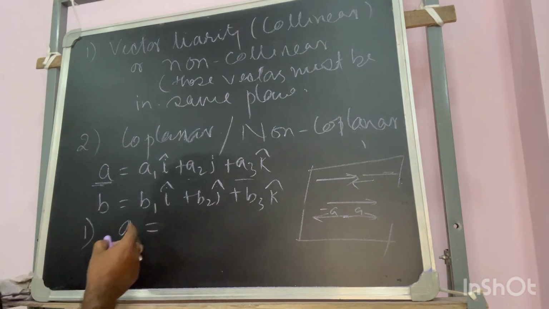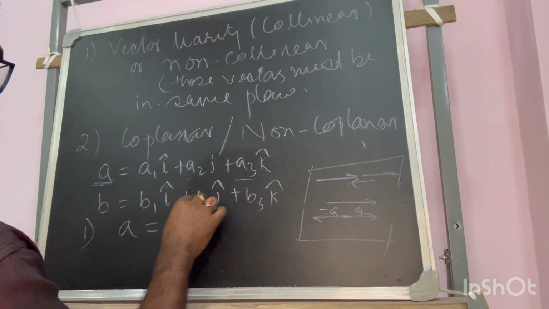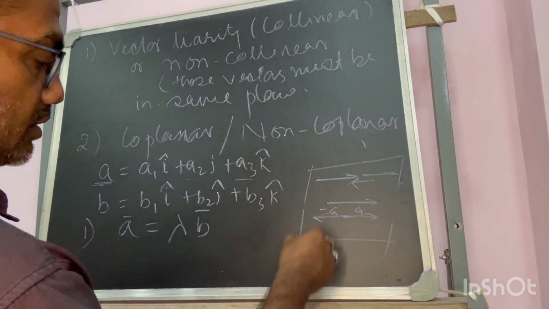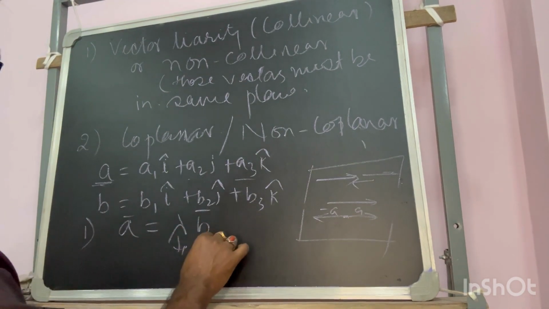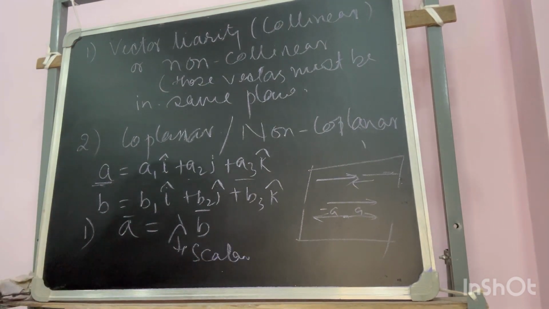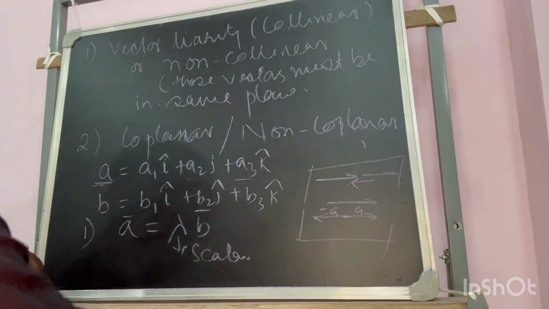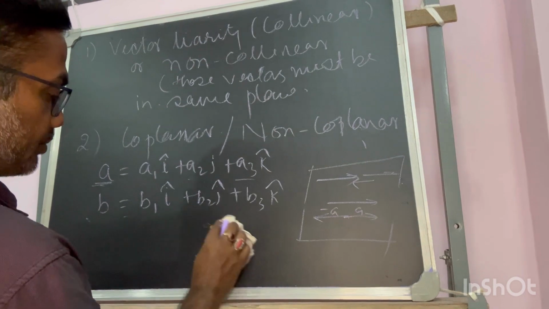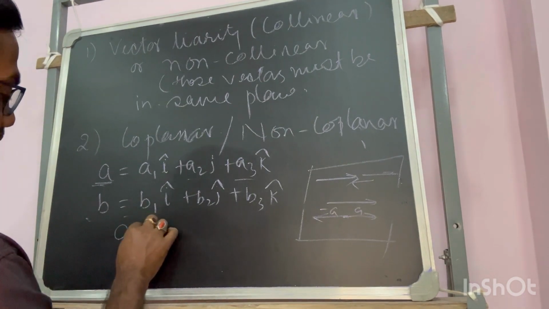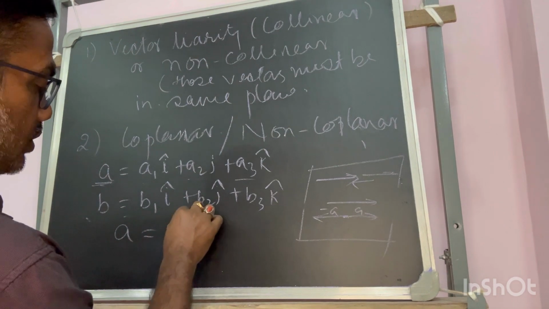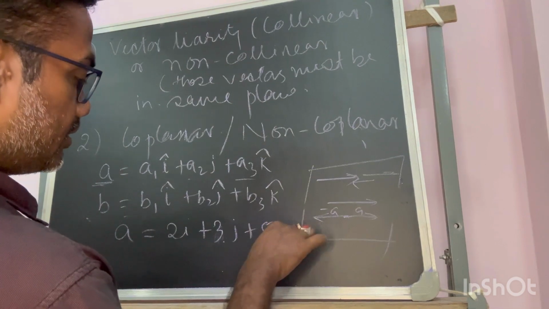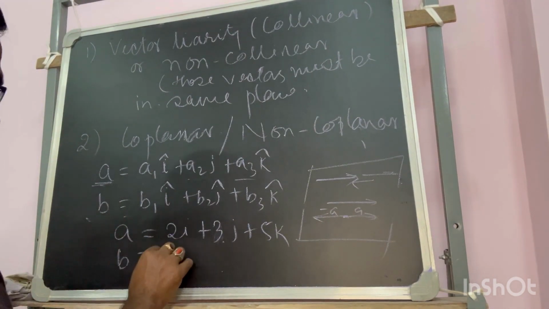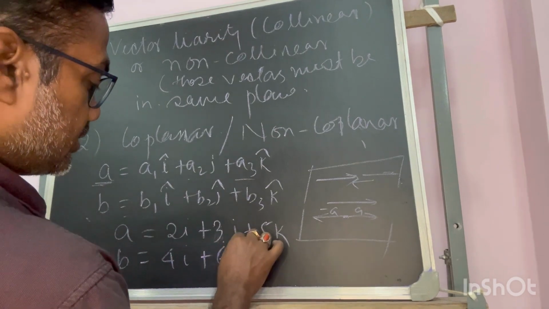So now a and b, if they are non-zero and coplanar vectors, must be related in such a way that one can be multiplied with a scalar to get the other, so that this relation can be established. Let's take a practical example. Let's assume a is 2i plus 3j plus 5k, and b is 4i plus 6j plus 10k.